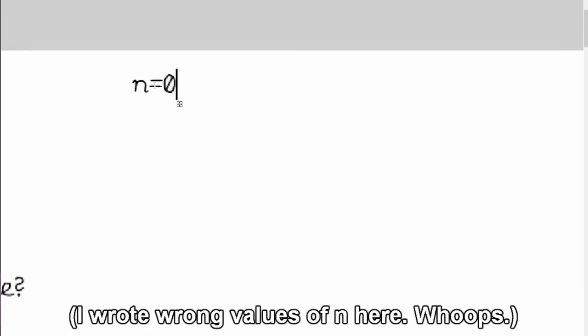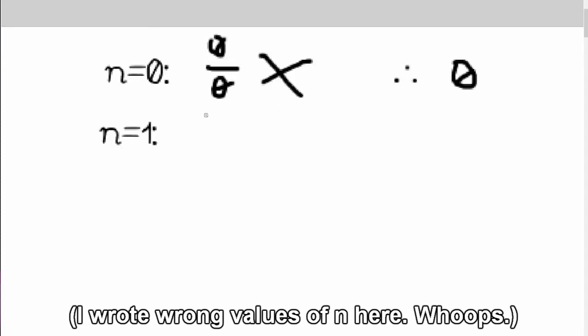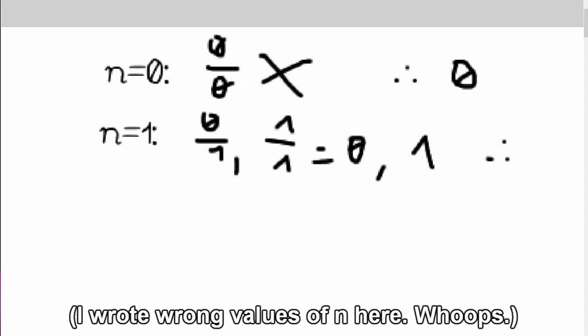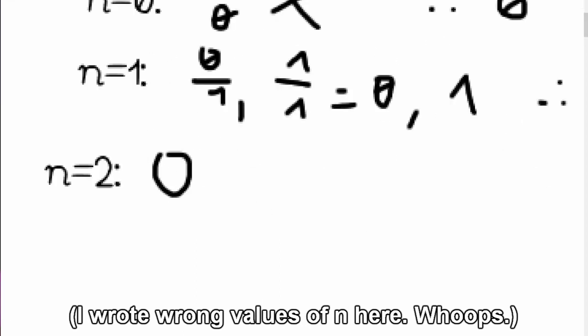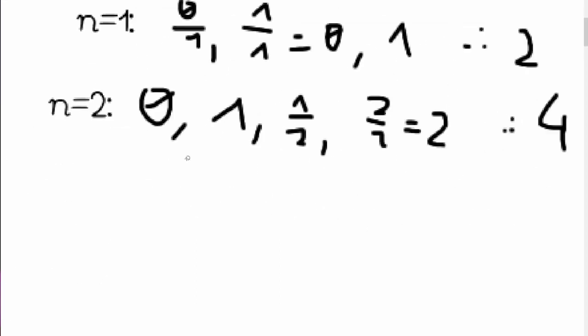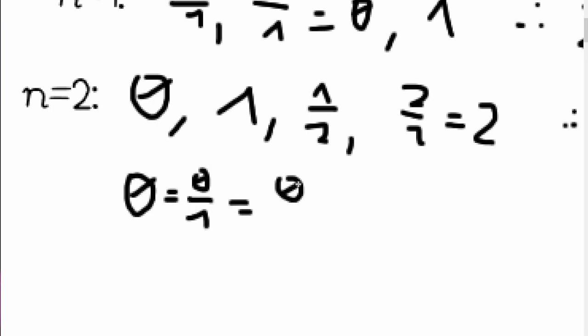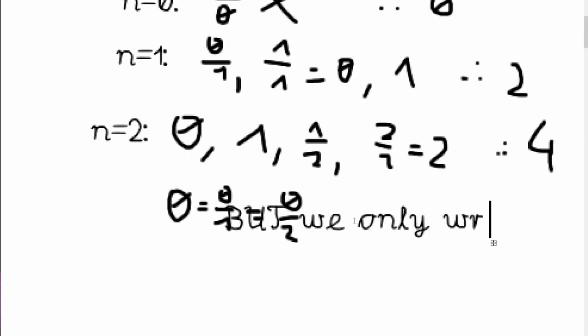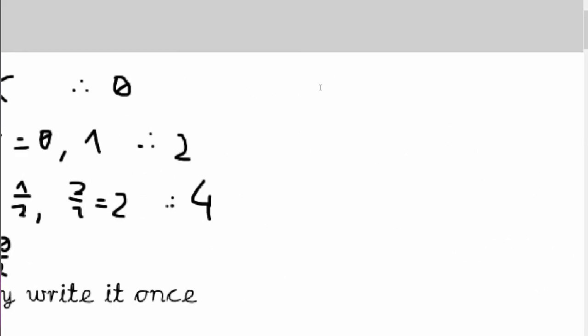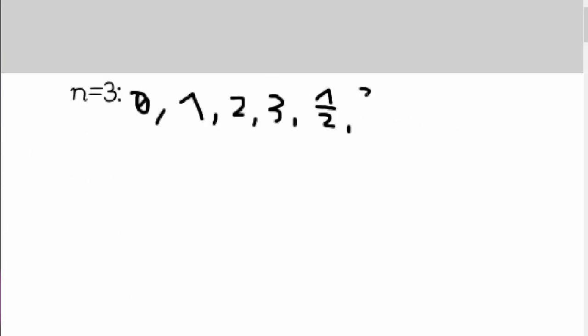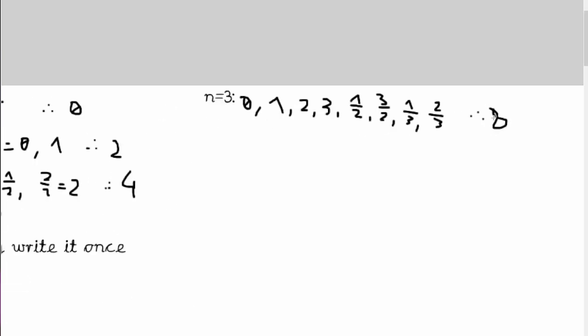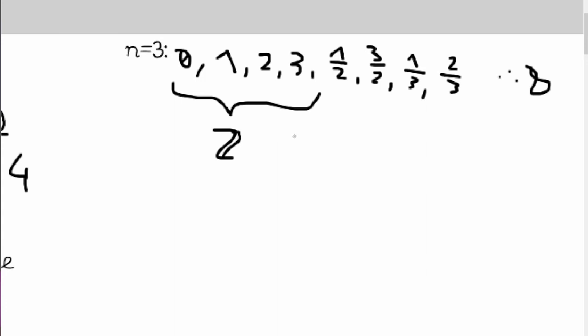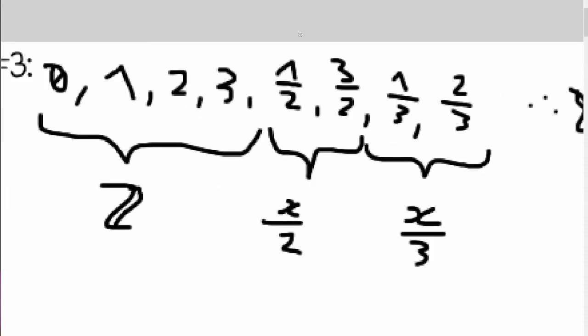For n equals 1, the only fraction we can make is 0 over 0, which doesn't have a value. For n equals 2, we can make 0 and 1. For n equals 3, we can also make 2 and 1/2. Note that we only write 0 and 1 once, even though we can write both in two different ways. As we continue writing these out, you might notice that there is actually a pattern. We can order these numbers as all the integers up to n-1, then all the fractions with 2 in the denominator, then all with 3 in the denominator, and so on.